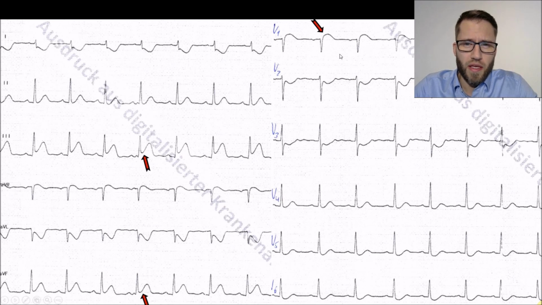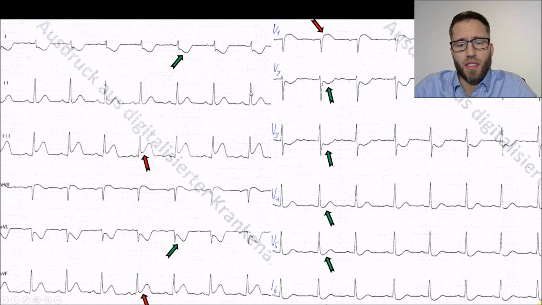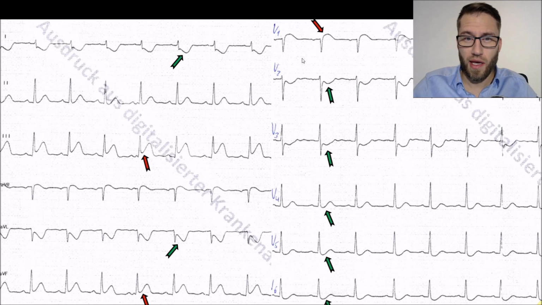How do we explain the ST elevation in V1? On the contrary, you have some ST depressions in 1, AVL and the anterior chest wall leads V2 to V6. And if you have this ECG pattern, you should always think about what is causing this V1 ST elevation.